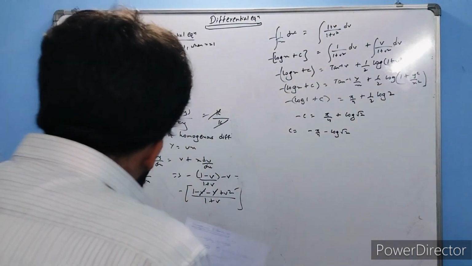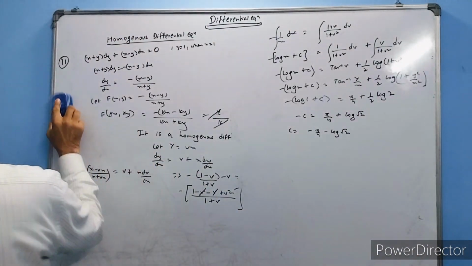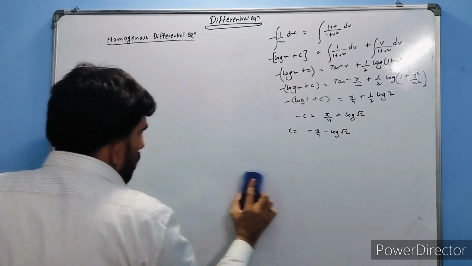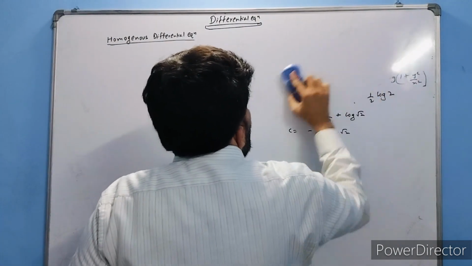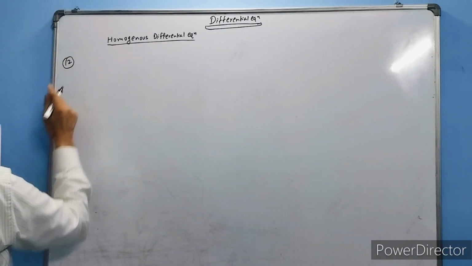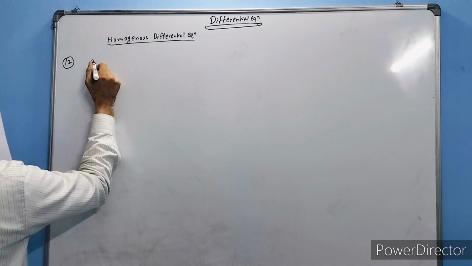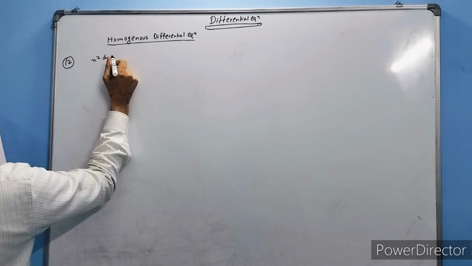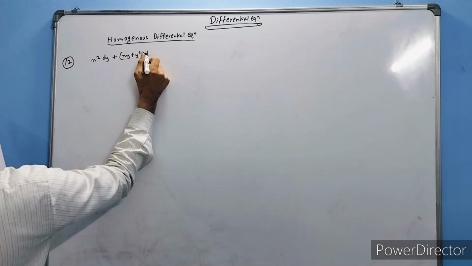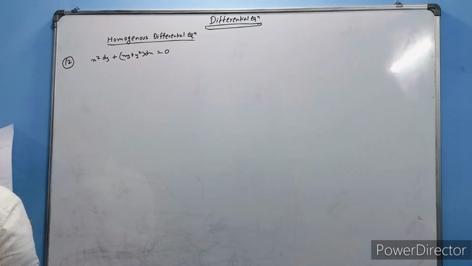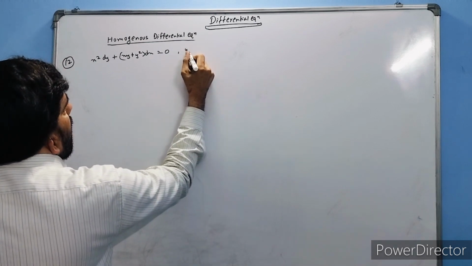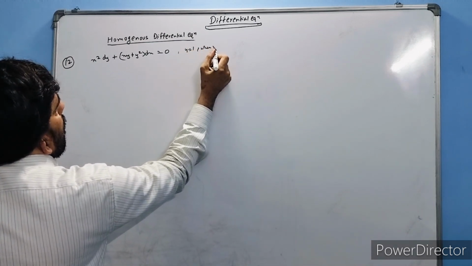Now we'll try to solve the next. We have solved only 11 questions today. Now let us try to solve the 12th. What is the 12th they have given? x square dy plus xy plus y square dx is equal to 0. And they have given y is equal to 1 when x is equal to 1.